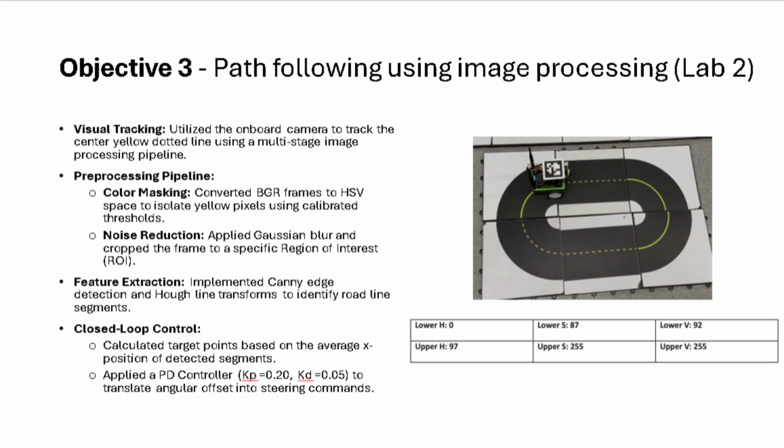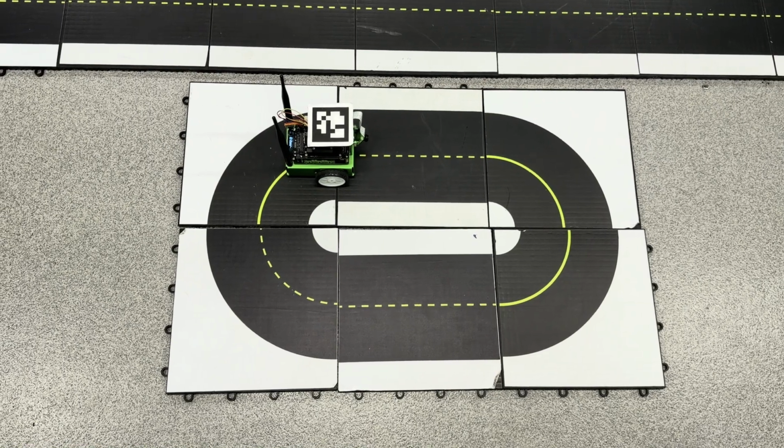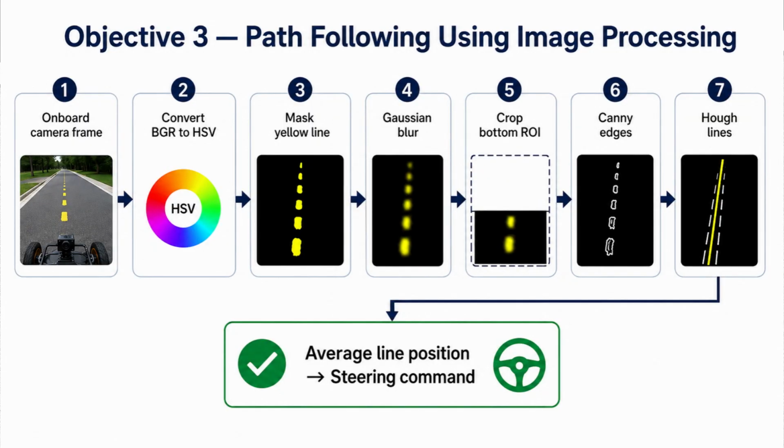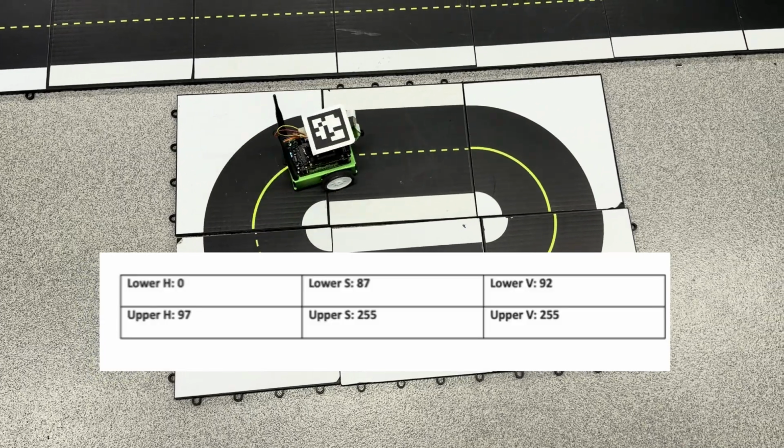Objective 3, Path Following using image processing. Path following uses the JetBot's onboard camera to track the yellow dotted line in the center of the road. The pipeline: convert each frame from BGR to HSV color space. Mask for yellow pixels using our calibrated HSV thresholds shown.